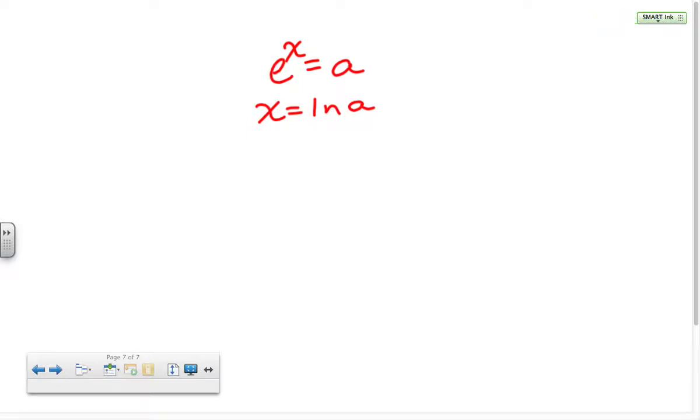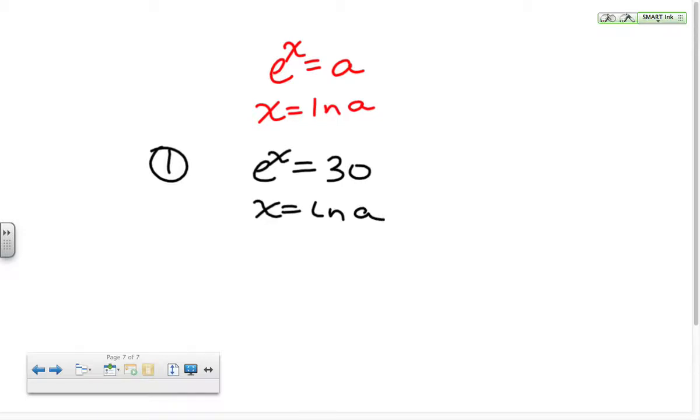So example 1 for this part. Okay, the first part of your homework we just talked about. This is the second part. Okay, so example 1 says e to the x equals 30. And I want to know what this is approximately. So since I know that e to the x equals 30, I know that x is going to equal the natural log of a, oh not a, sorry, that was my formula, natural log of 30. I pop that in a calculator and I get x is approximately 3.401.